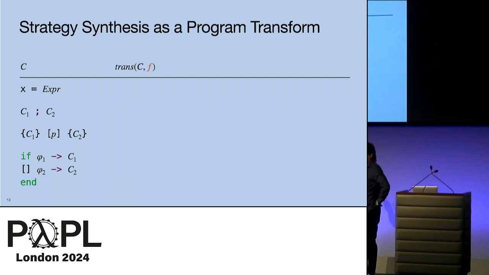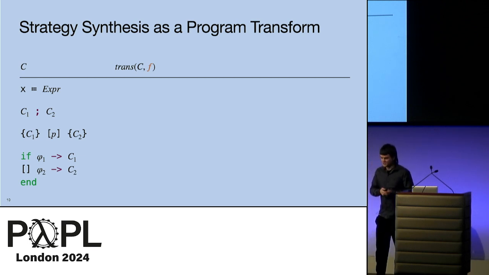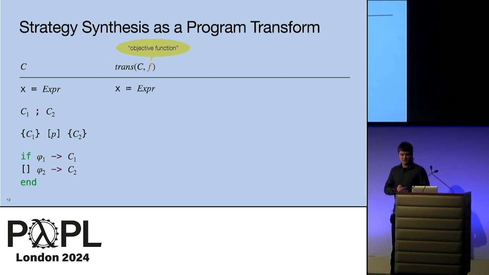So we formalize this sort of refining guards as a program transformation that does not alter the structure of the program, but just refines the guards. So it looks as follows. Atomic programs are just never altered.